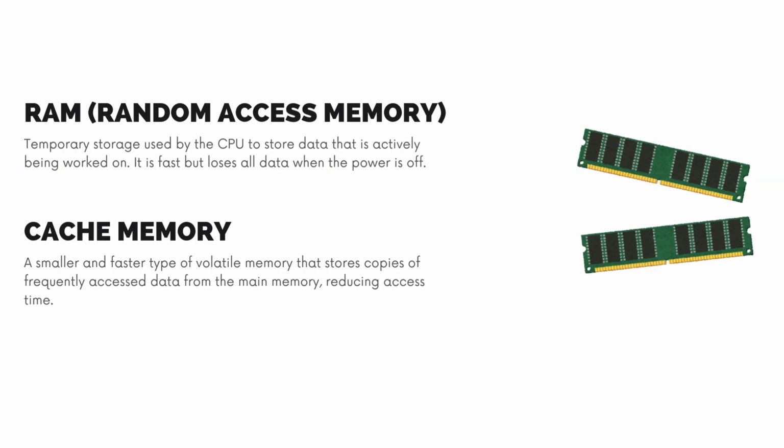RAM, random access memory. Temporary storage used by the CPU to store data that is actively being worked on. It is fast but loses all data when the power is off. Cache memory: a smaller and faster type of volatile memory that stores copies of frequently accessed data from the main memory, reducing access time.